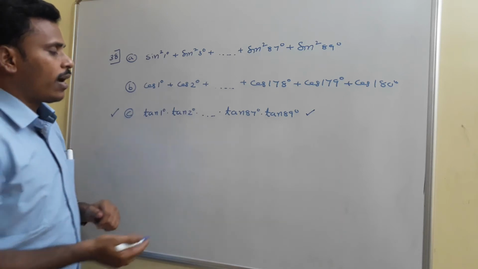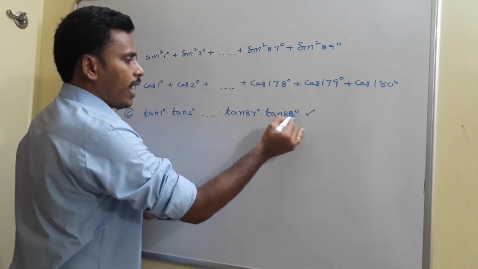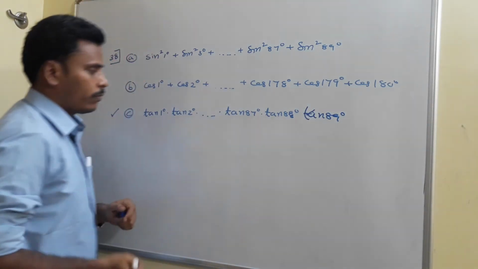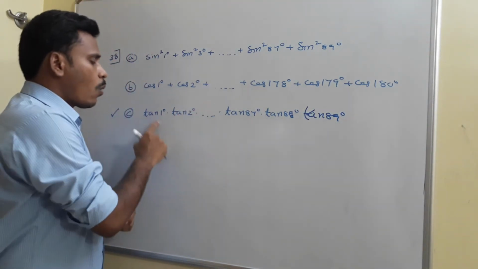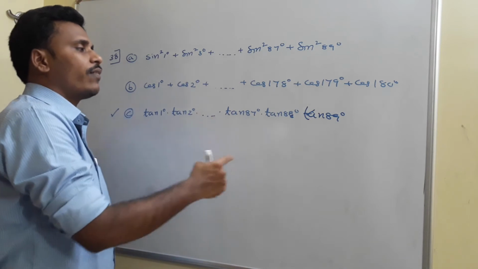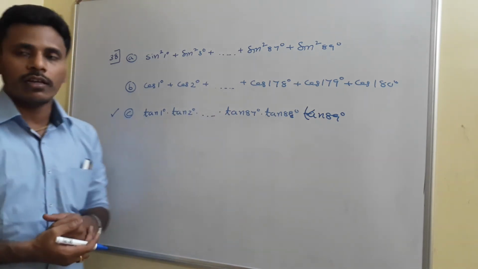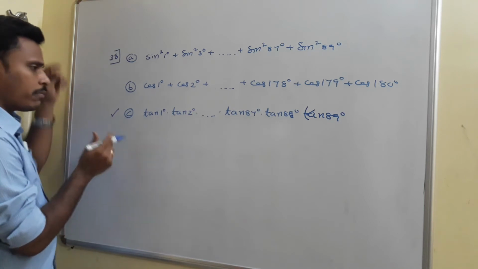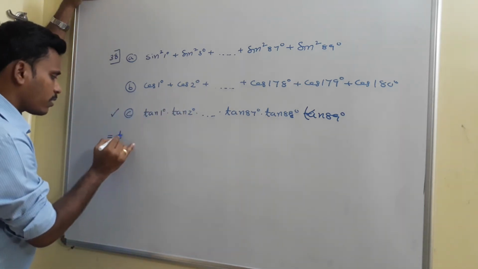Tan 1, tan 2, yeah, I missed something. Tan 87, tan 88, and then tan 89. Everything we need to maintain. It must follow a pattern, right? 1, 2, 3, 4 like that, 87, 88, 89. All those angles are involved here. For your convenience, I am somewhat prolonging this.